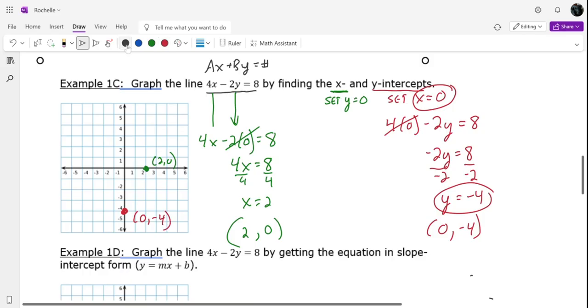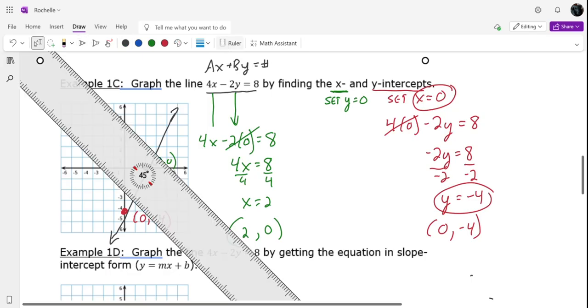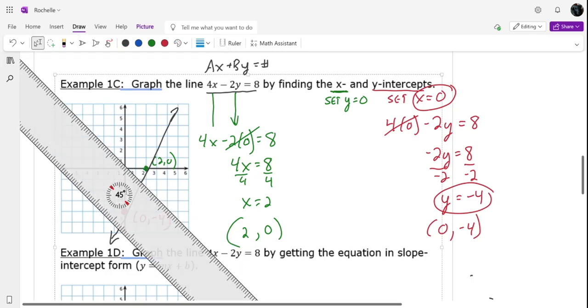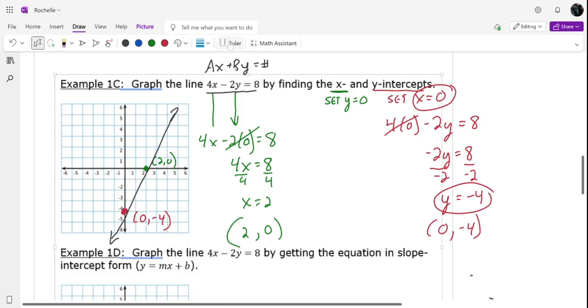And then once I have 2 points, since this is a line, all I really have to do is draw a line between those points. Wow, that is a poor line, but you get the idea. I should be able to use the ruler, but it seems like it just takes more time to do that, so I'm not going to do that.